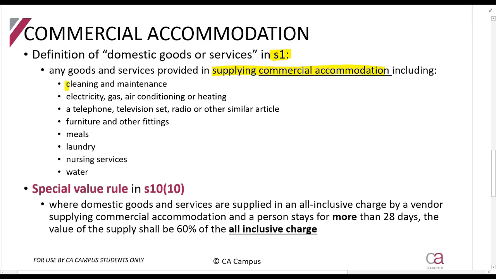It includes cleaning and maintenance. So they must charge you VAT if they clean your room. Electricity, gas, air conditioning and heating. If they charge you for it, they must charge VAT. Telephone, furniture, meals, laundry, nursing services, water. If they charge you for that, if you're staying in a hospital, you're staying in a hotel, you're staying in a camping site, they charge you for those things, you must pay VAT on it. They must pay VAT, and you can obviously claim it if it's part of your business for whatever reason.